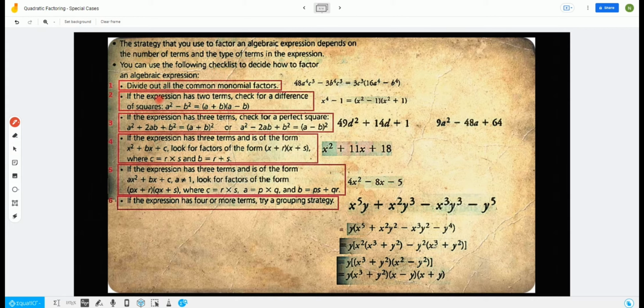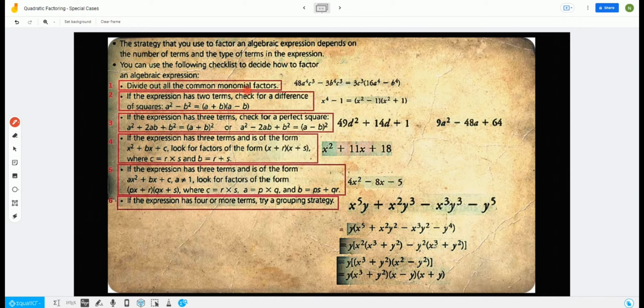For example, 48a to the power 4 c cubed minus 3b to the power 4 c cubed. Look at the number. It looks like 3 is a common factor, right? And then every term has c cubed, so 3c cubed is a common factor. We have to factor out this common monomial factor, and the rest of it you can continue to factor.